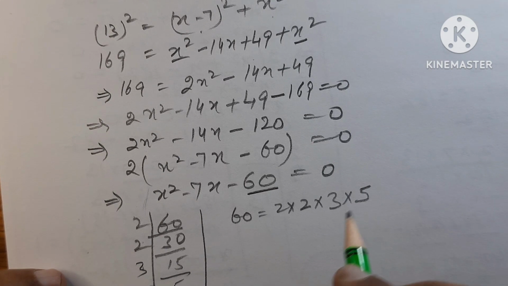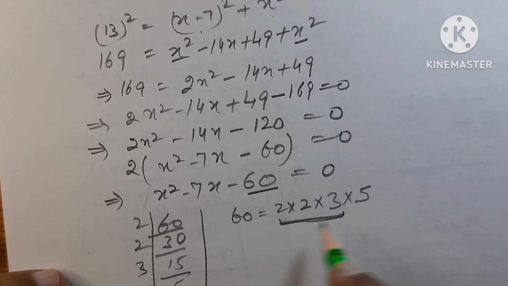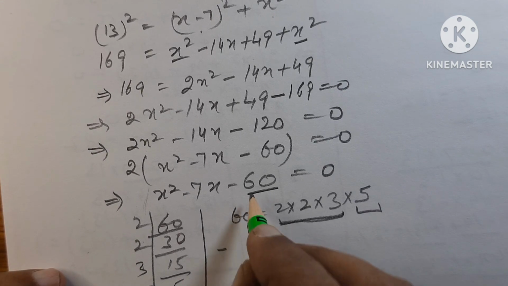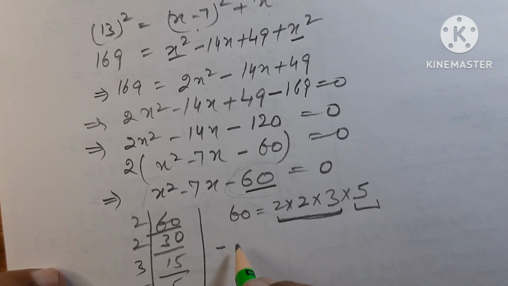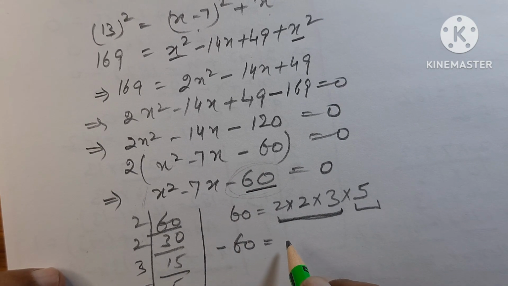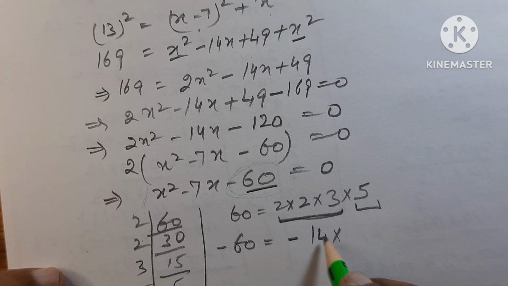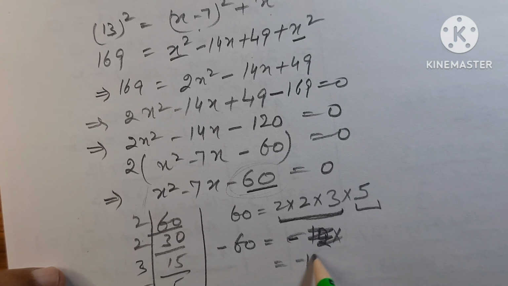So now make the factors of this. Factors of this can be 12 and 5. We want minus 60, A into C is minus 60. So minus 60 will be minus 12 into 5.